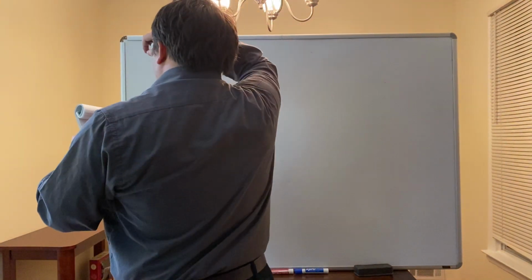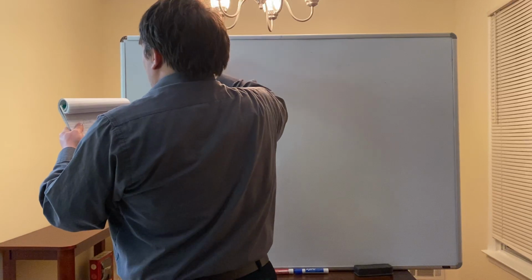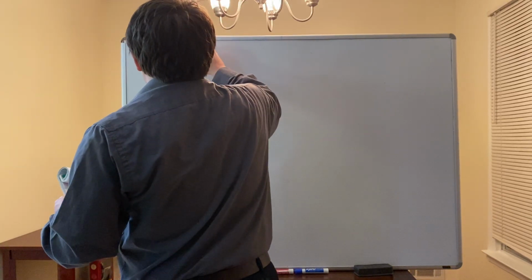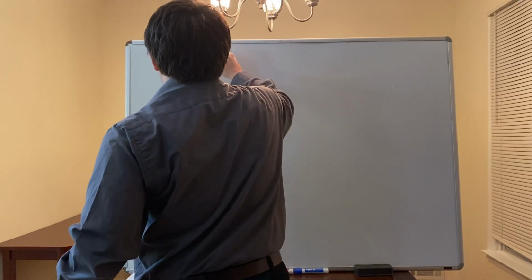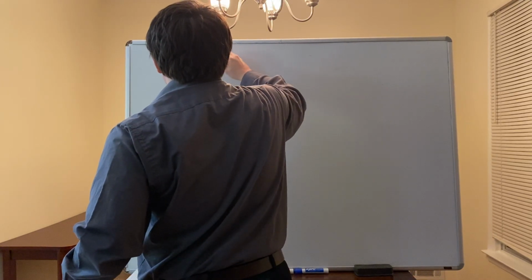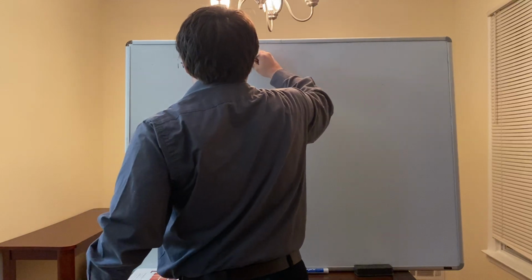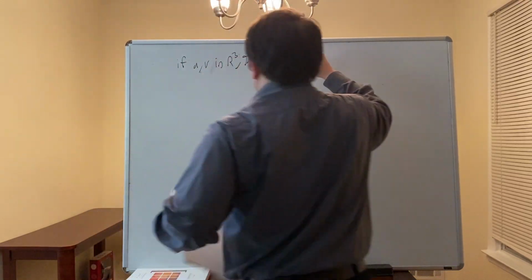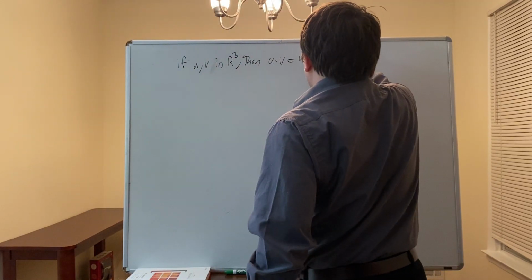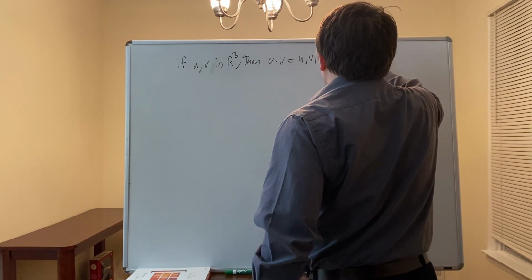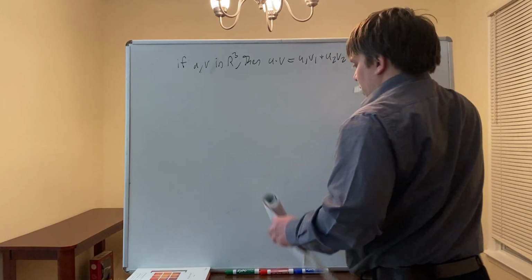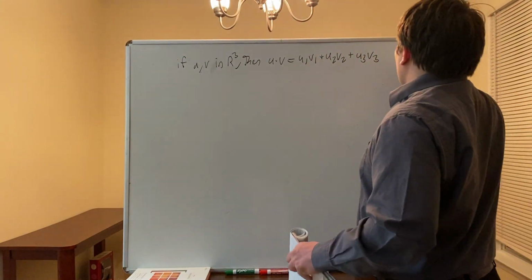So here is another formula. If the vectors u and v are in 3-space, then u dot v is equal to u1 v1 plus u2 v2 plus u3 v3. This is equation 15.